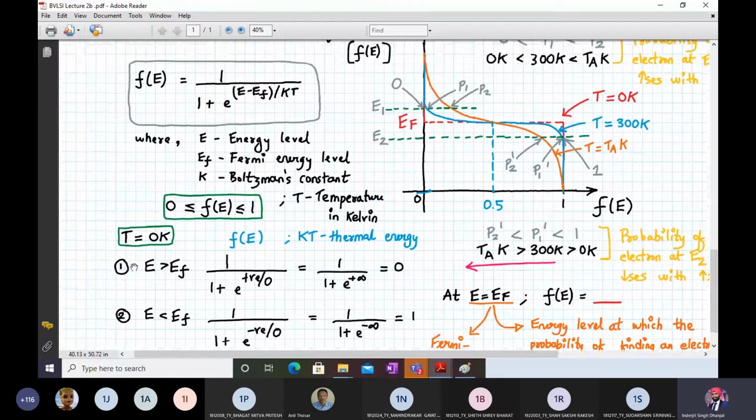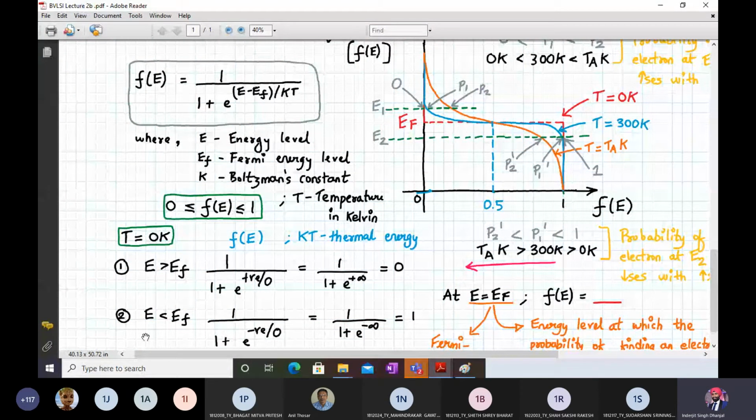Now, if E, which is the energy level, is very much greater than EF, then E minus EF will be a positive number. So 1 upon 1 plus e raised to a positive number divided by 0, you know T is 0 Kelvin. So it will be e raised to infinity, so this number will be 0. So your probability of finding the electron will be 0 if your energy level is very far away above EF.